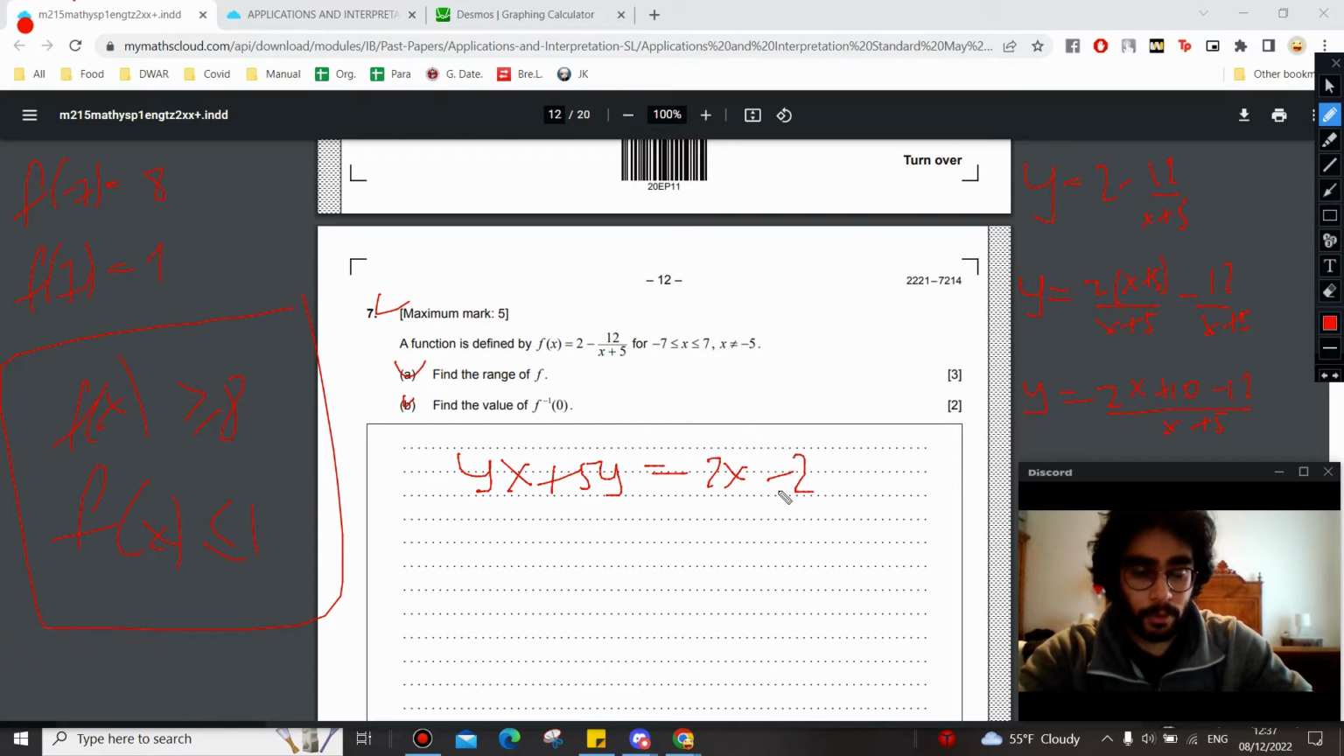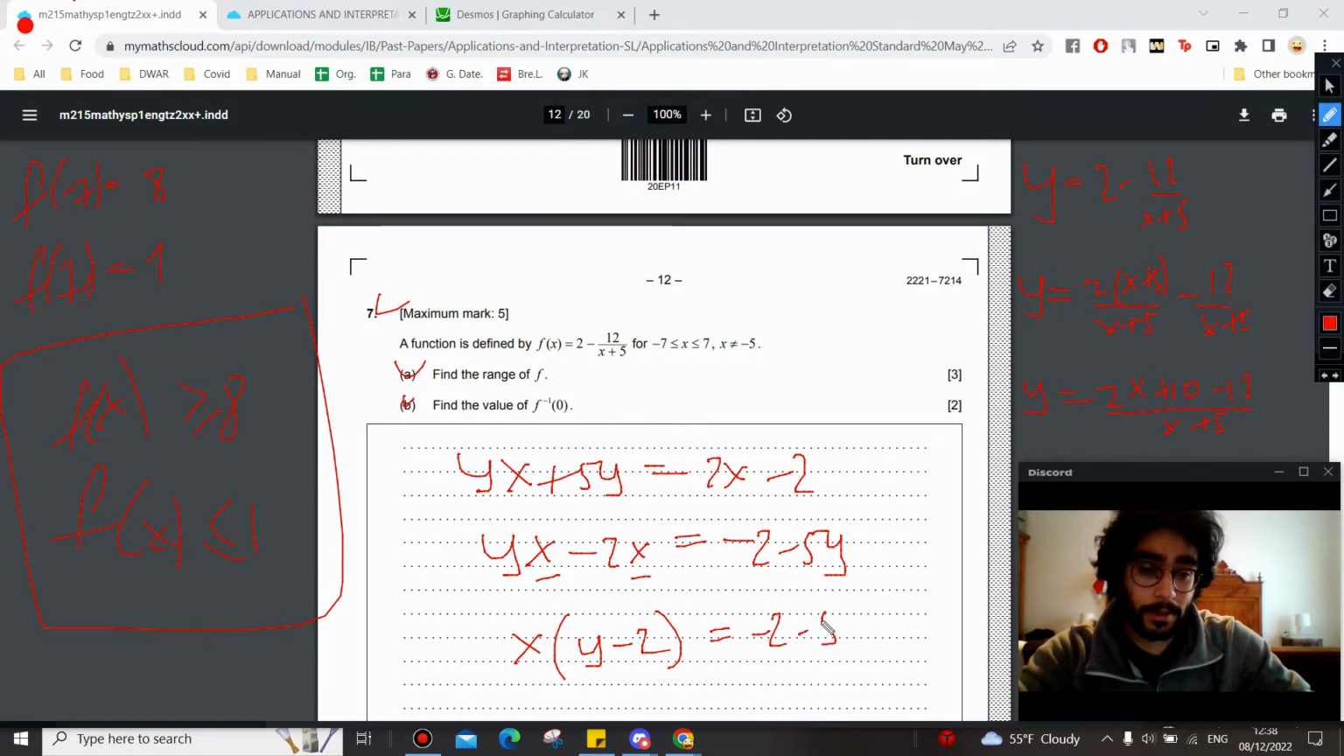Perfect. Again, my goal is to leave x alone. I bring the x's to one side. I have yx minus 2x is equal to minus 2 minus 5y. Okay. Now, how do I leave the x alone? It's a common factor, so I keep it out of the parentheses. Then I have y minus 2 inside the parentheses. This will be equal to minus 2 minus 5y. Finally, I leave the x alone. x will be equal to minus 2 minus 5y divided by y minus 2.